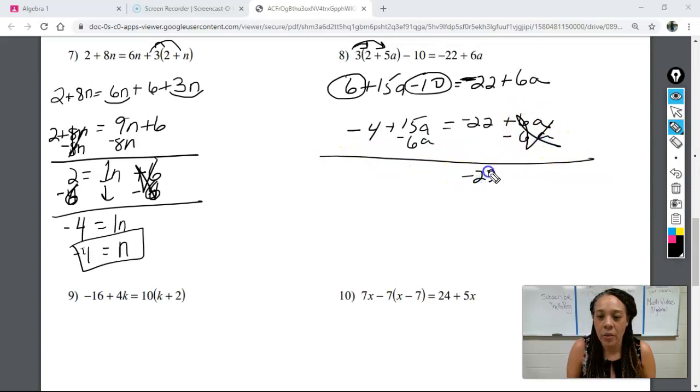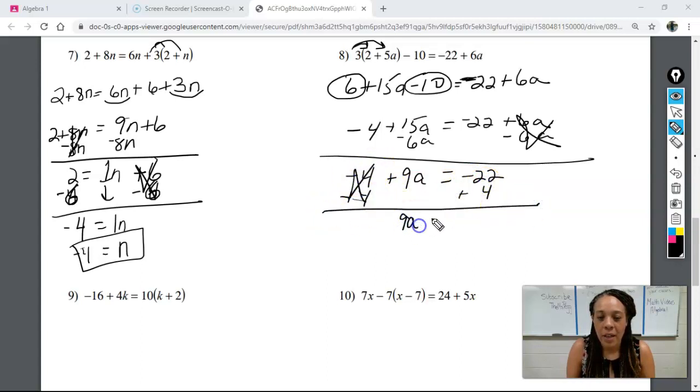I always try to look for what would be the easier math, just so I can have a little edge on that. 15 minus 6 is 9a, and that's still positive because that 15 up there was just a positive number. Add 4 to both sides. There we go. 9a equals, so now I have negative 22 plus 4. So let me slow down.